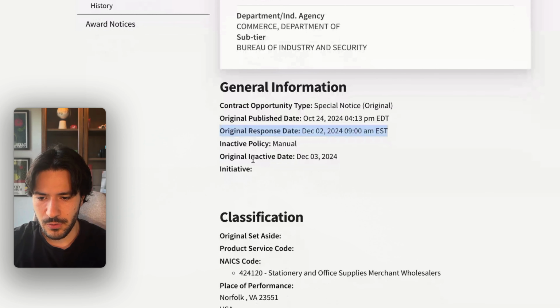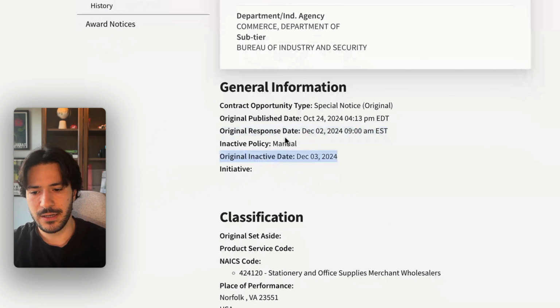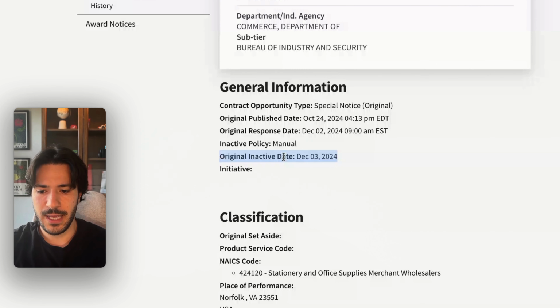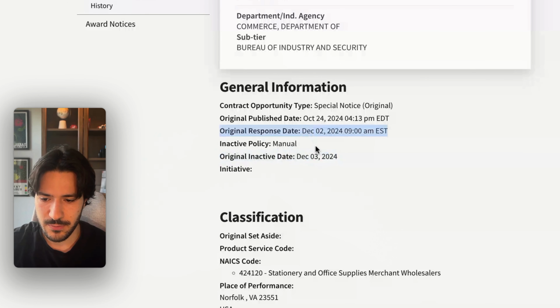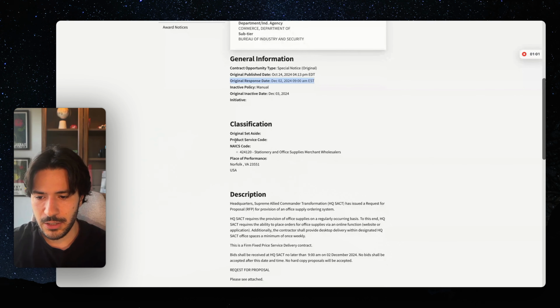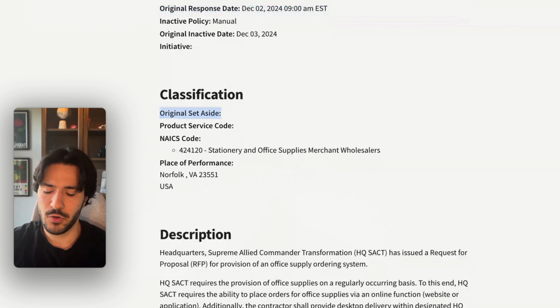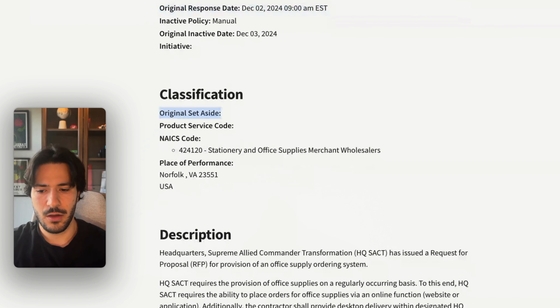One thing I also look for is the inactive date, which is the day after the deadline. So this opportunity will become inactive one day after the deadline. They seem to be pretty strict about the deadline, so I have to submit before December 2nd. Then here I look at the classifications, if there's a set aside code, for example, if it's for small business specifically, or veteran or stuff like that. If you qualify for one of these, it would be interesting to see. In this case, it's not.